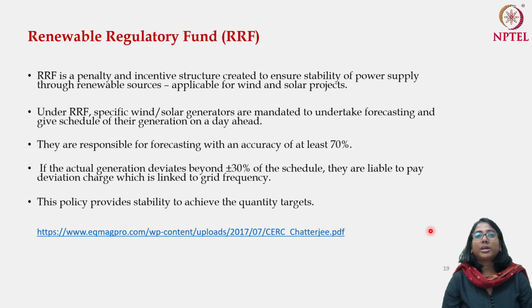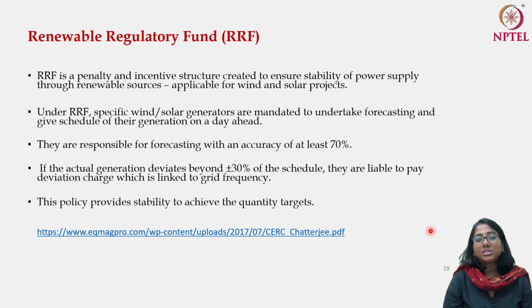When we talk about renewable energy, this comes with a certain amount of intermittency. And there is certain uncertainty with regard to how much energy will be supplied by these renewable energy projects on a day-to-day basis. But this is very important information that the discoms need to know, that is, how much power will be there in the grid. So under this RRF, the bigger wind and solar generators are mandated to undertake forecasting and give a schedule of their generation one day ahead.